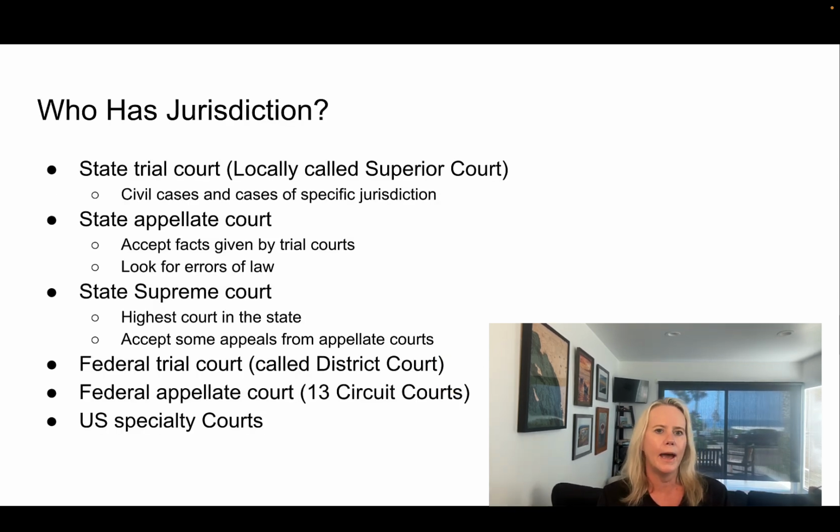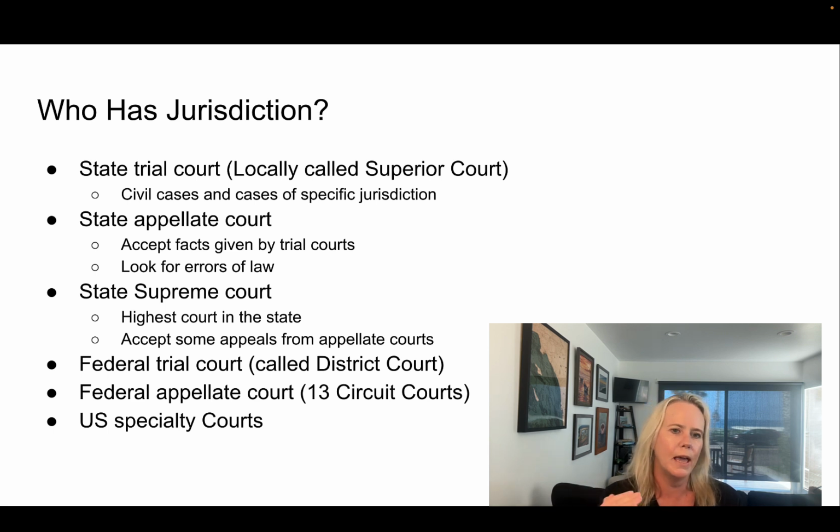So when we look at who has jurisdiction over certain types of cases, typically civil cases are heard at the local state trial court. Locally, we refer to that as the Superior Court. The closest Superior Courthouse to Oceanside is in Vista. By the way, the Superior Court in Vista has many jurisdictions within that courthouse. There is a family court, there is a criminal court, there is a civil court. So all of that is at the Vista Courthouse.